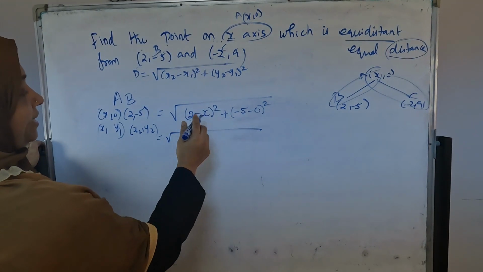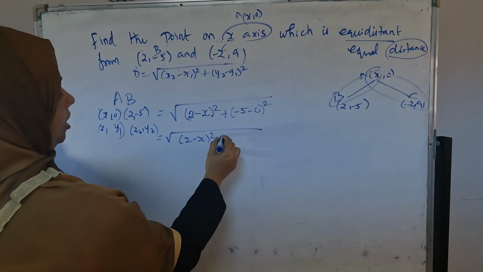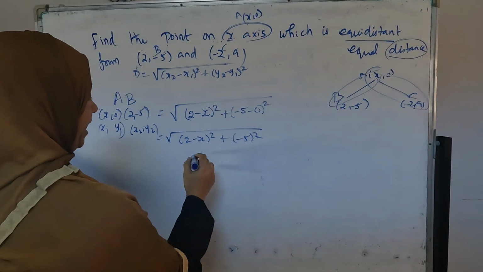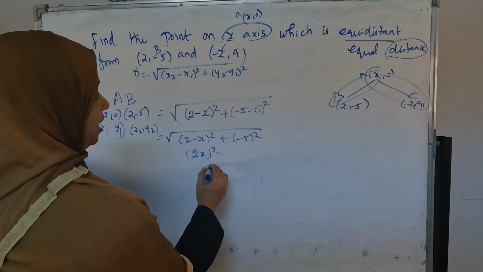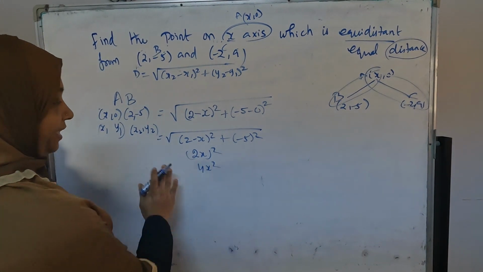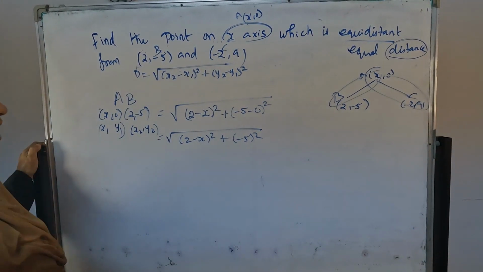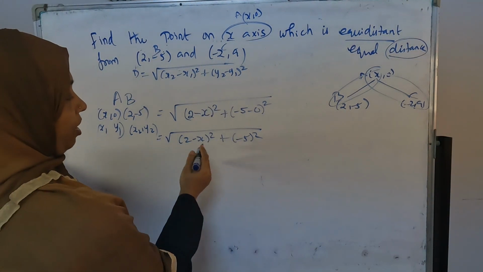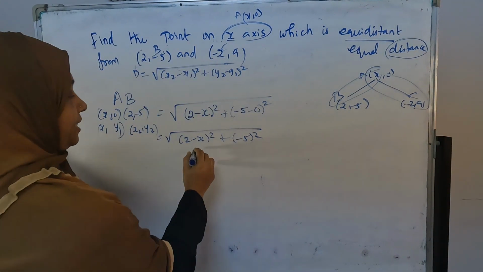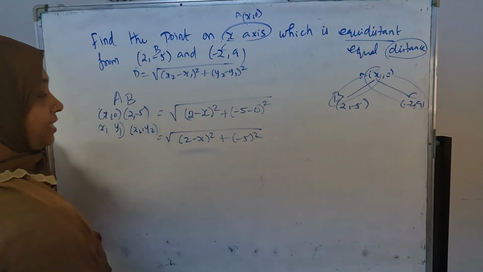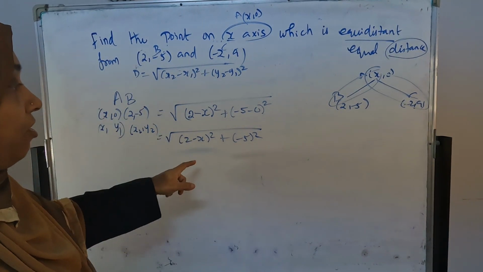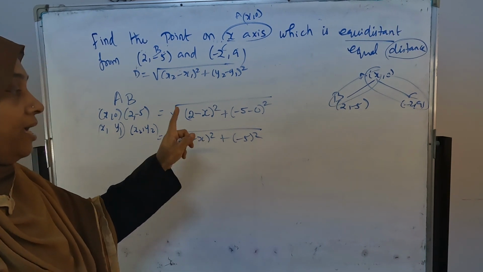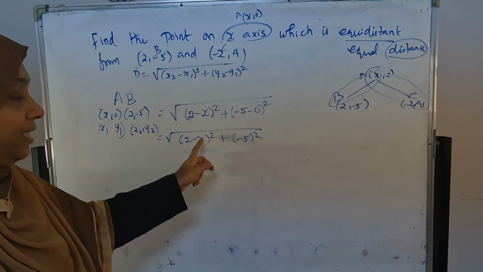Now (2 minus x) the whole square plus (-5) the whole square. This (2 minus x) the whole square, don't write as (2x) the whole square or 4x square like that. Don't write it, it is wrong. We cannot do like that. How are you writing 2 minus x? Like 1x? No, not this. It is completely wrong. One is a number and another one is a variable, x and y are letters.